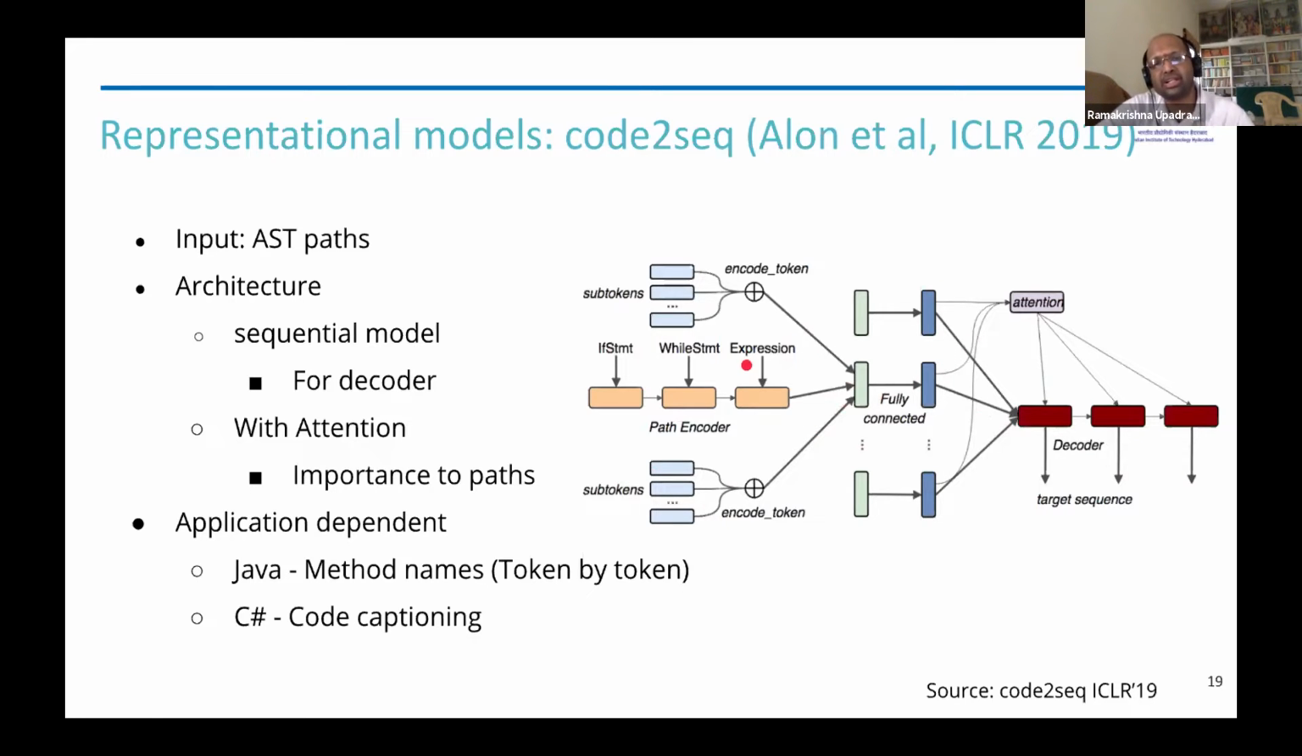What happens is that attention is used, and it somehow automatically gives more importance to paths. It has been used again for method names, but it gives the output token by token. It has also been used for C# code captioning. This is the same data set that was proposed by Iyer et al.